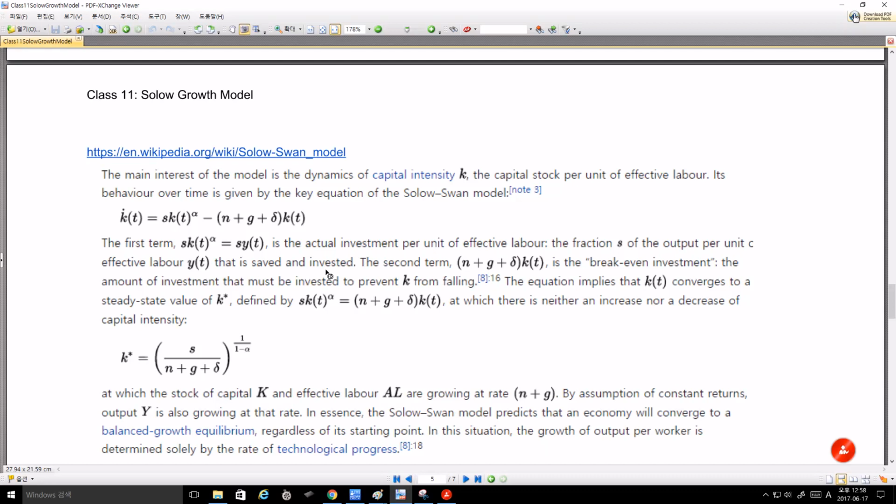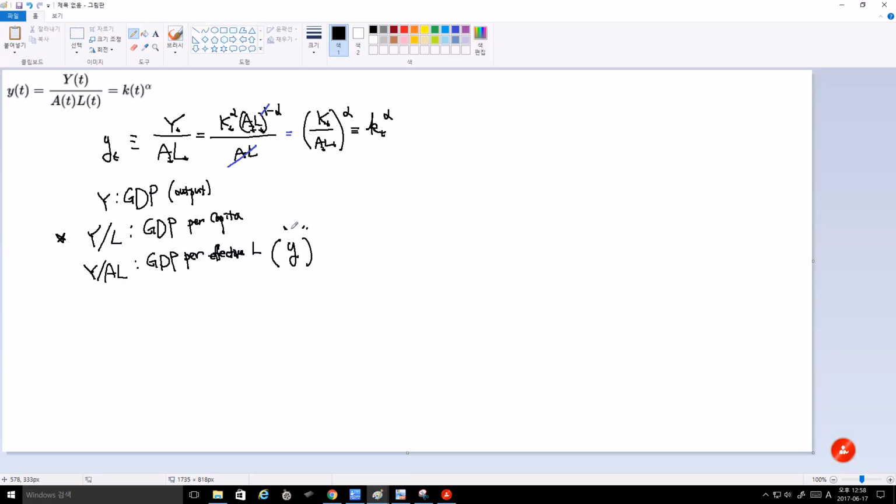Now the second term, (n plus g plus delta) k, is the break-even investment: the amount of investment that must be invested to prevent k from falling. So we need to increase k at least this amount to make small k constant per effective labor. Now the equation implies that small k, capital per effective labor, converges to steady state small k star defined by this one, at which there is neither an increase nor a decrease of capital intensity. What does that mean?